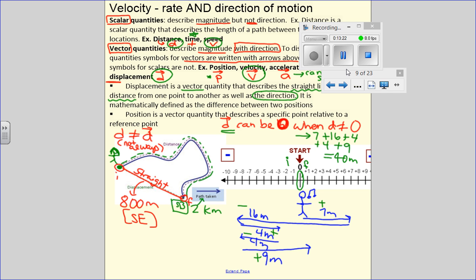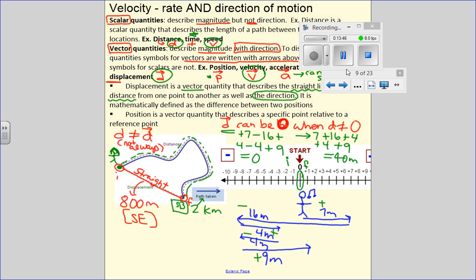This means that I'll go plus 7 minus 16 plus 4 minus 4 plus 9. When I do that, I end up with 0 as my answer. So in this example, displacement is 0, but distance is 40 meters.